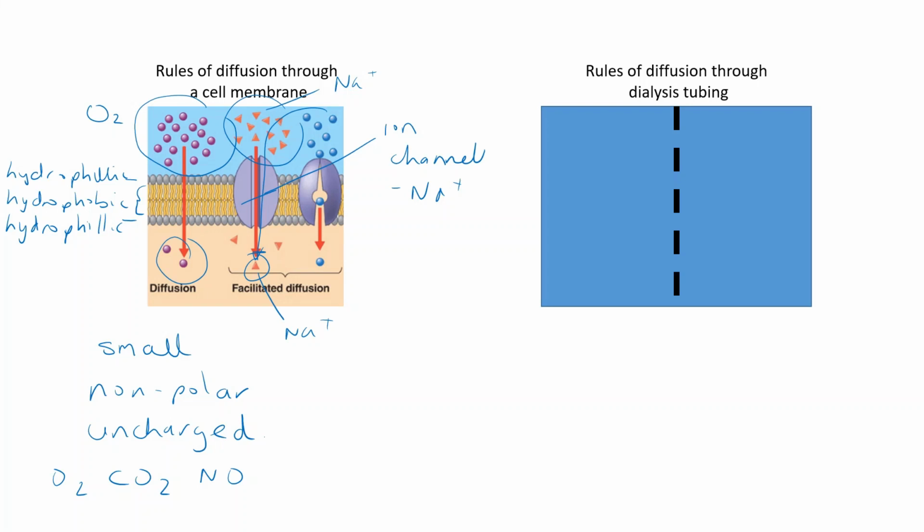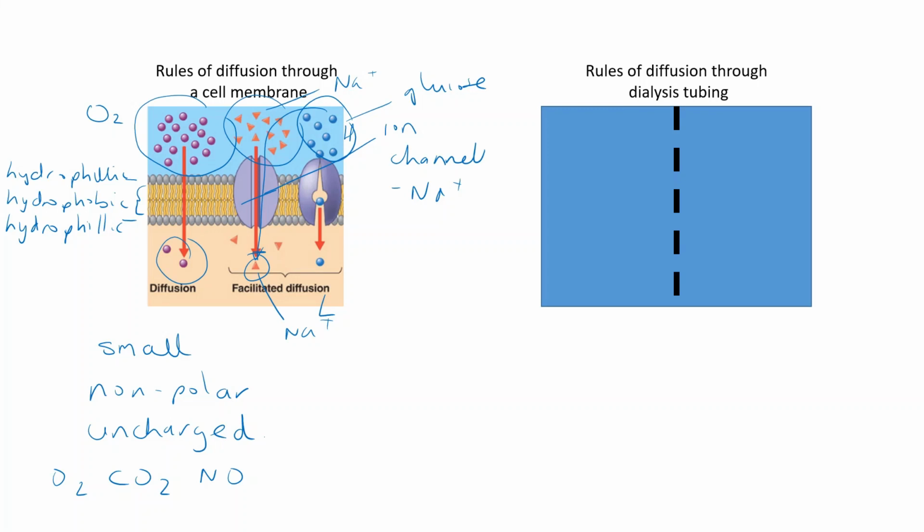Another example could be glucose. Glucose is a polar molecule, and it requires a transporter in order to be moved from one side of the membrane to the other. When that transporter is active, perhaps by the actions of something like insulin, then again it's going to help move glucose from a high concentration to a low concentration.